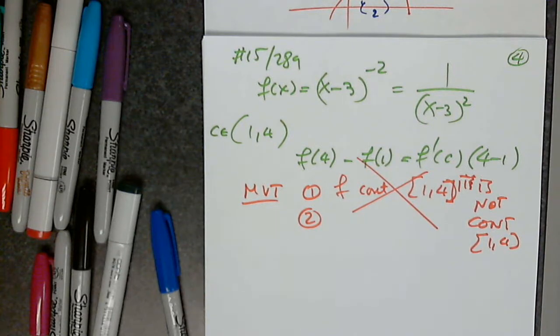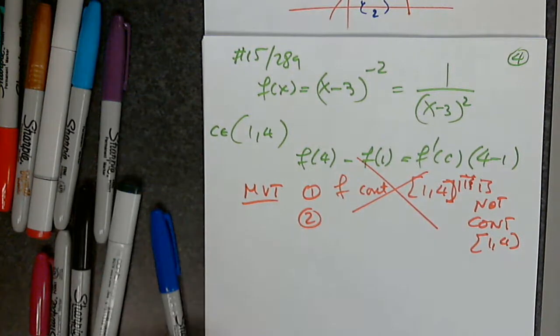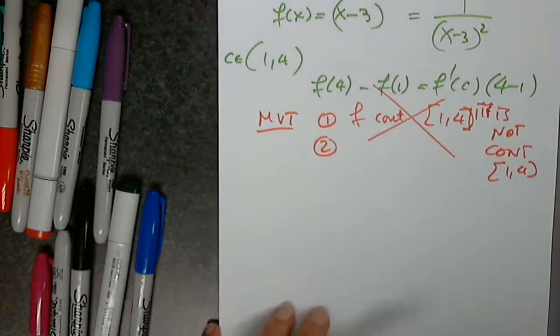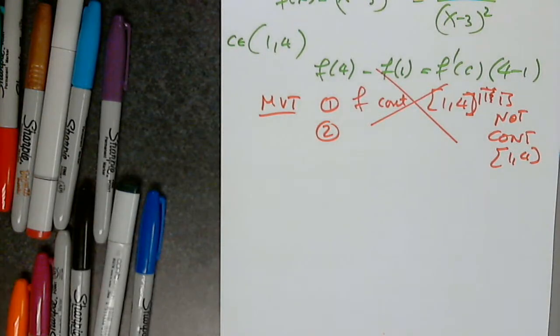So c does not exist. The function is not continuous between 1 and 4, being undefined at 3. That's why I changed it, so we can take a look and see. Clearly, it's not defined at 3. You can't show anything. You can only say the mean value theorem is not applicable. c does not exist. The function is not continuous. Good. Anything else?